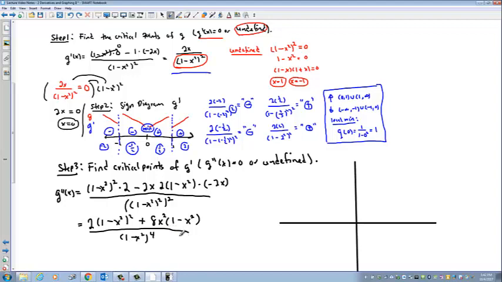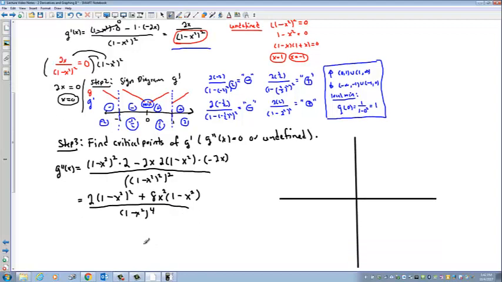And then we can factor out what they have in common. So on the top, let's see what you have in common here. So on top, we have a 2 and an 8. So it has a 2 in common. And then we have a 1 minus x squared squared, and a 1 minus x squared. So we'll factor out one of these 1 minus x squareds.